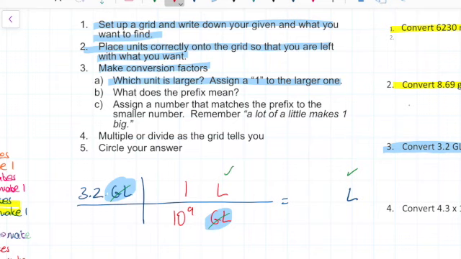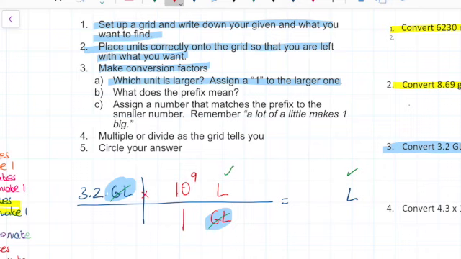Now, what is wrong with that? I just said that 1 billion billions make 1, and that is not true. It takes a lot of little things to make one big thing. Giga is the big thing. Giga means billion. It's 1 billion times larger than liter, so I need 1 billion liters to make 1 gigaliter.